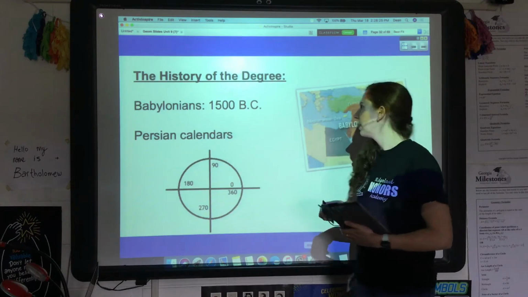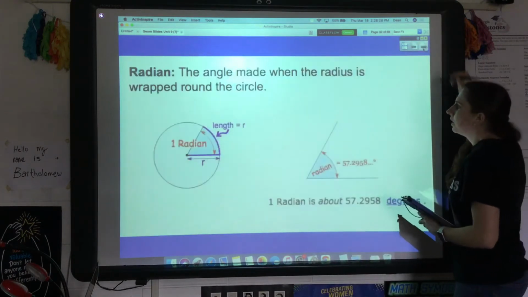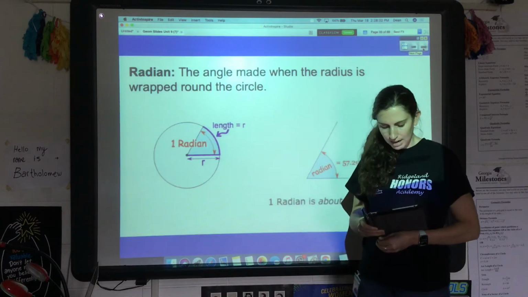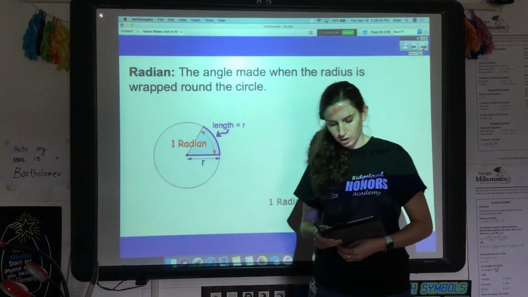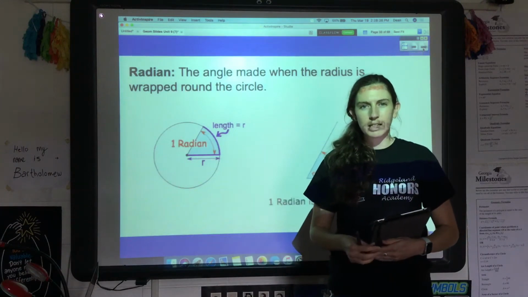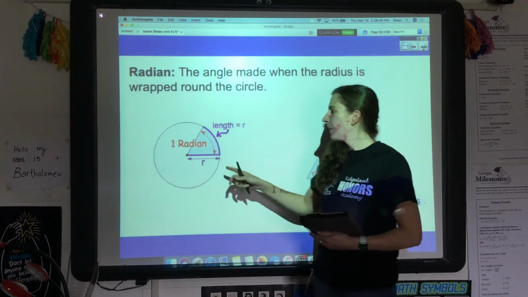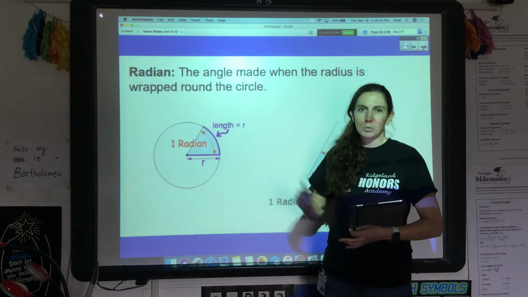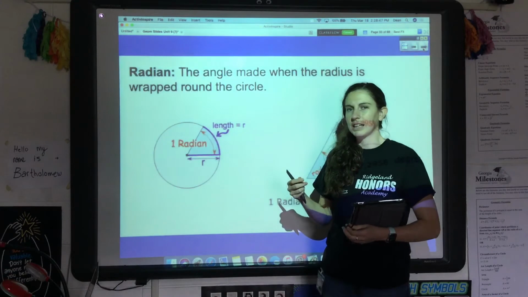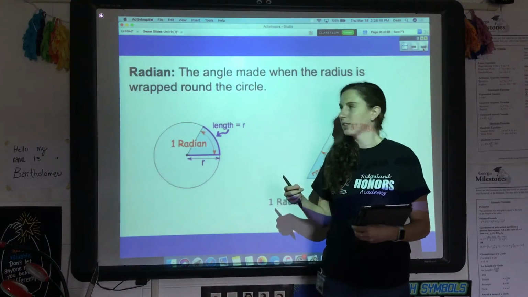The Earth moves approximately 1 degree around the sun every 360 or 365 days. So anyway, degrees have been around for a while, but in around 1714, a guy named Roger Coates came up with radians, which is, again, just another way to measure an angle. This was created by mathematicians because it works out pretty conveniently for some different math problems, as you'll see.